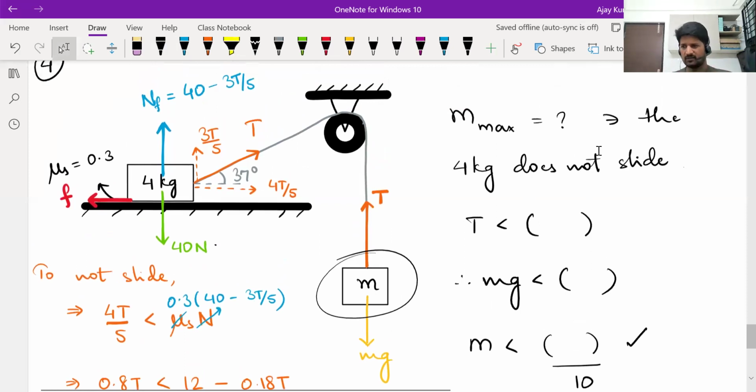So just learn how to think. You don't want the 4 kg to slide. So think of what is making the 4 kg slide. Write an equation based on that. Okay, it should not slide. Based on that, we'll write the equation. And then how to connect that to this mass.